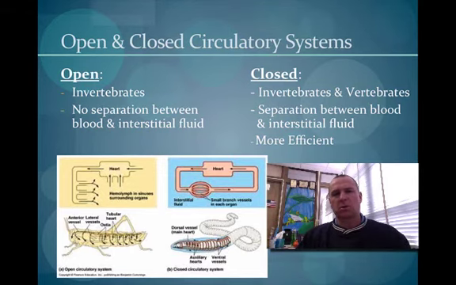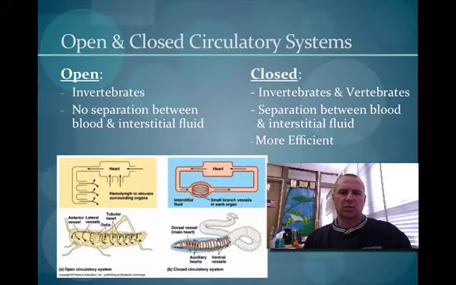Closed circulatory systems are what some invertebrates have and what vertebrates have, especially us. There's a separation between the blood and the interstitial fluid. It's a lot more efficient. You have blood vessels that separate it. Earthworms have it, that's the picture down here at the bottom. The closed circulatory system means it's a closed path, and you don't have an exchange between the blood and the interstitial fluid.